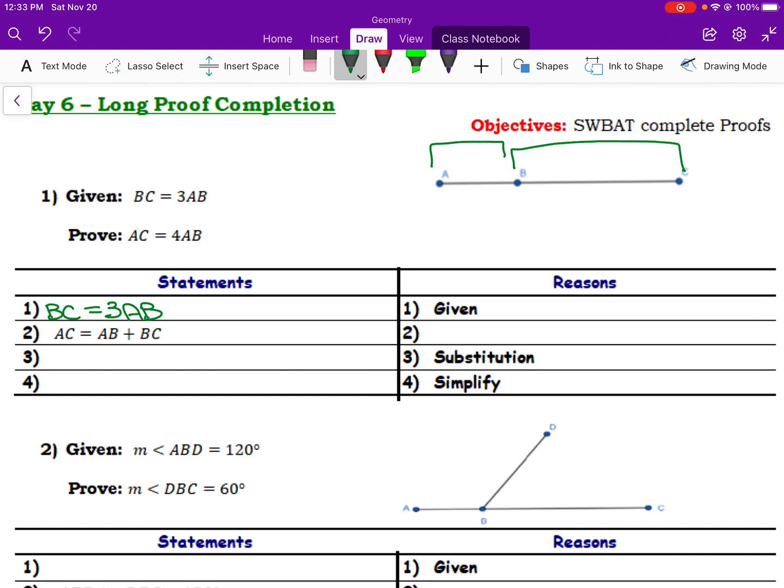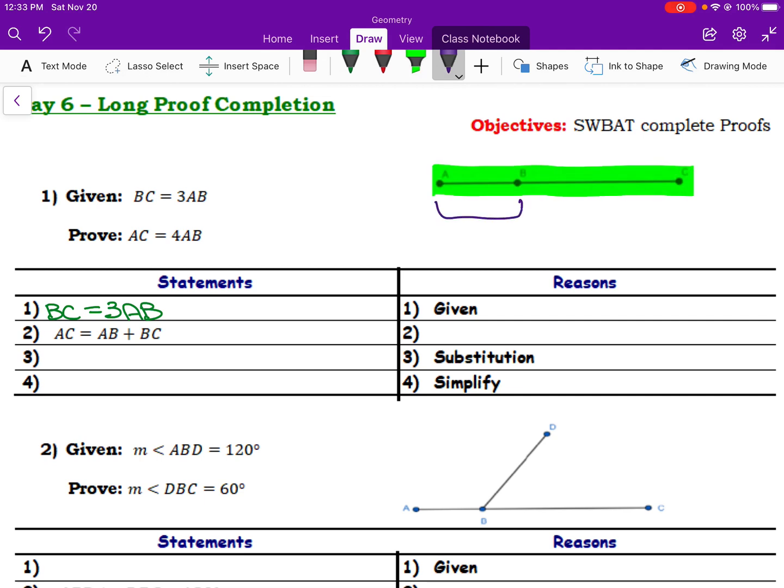Next statement that I'm making is that AC is equal to AB plus BC. If we annotate our diagram, it's saying that AC, this full length, is equal to AB plus BC. This is just my segment addition postulate. That's literally just a definition of the parts summing to make the whole. So segment addition postulate, we'll just abbreviate.